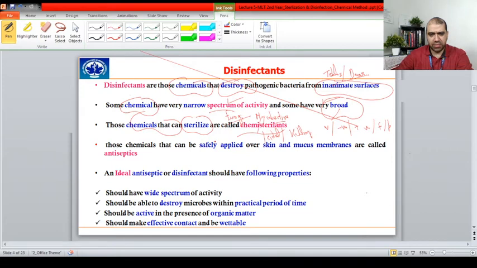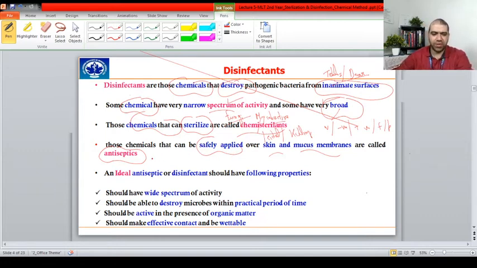Those chemicals which can be safely applied over the skin or the mucous membranes, for example the inner mucous membrane of our mouth, we call them antiseptics. The same disinfectants which we can use on the skin or mucous membranes, we call them antiseptics.